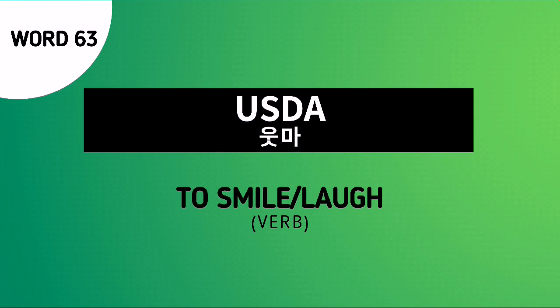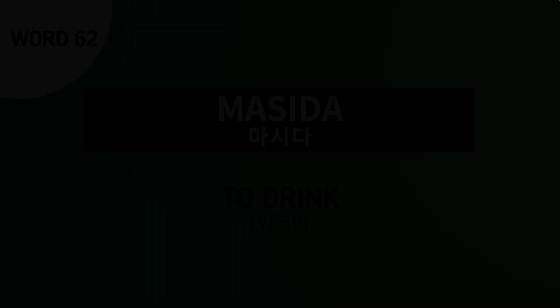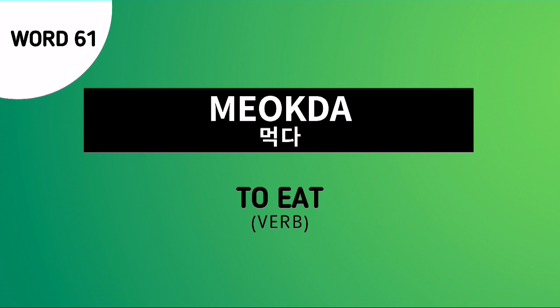Word number 63 is usta. This is another root verb which means to smile or laugh. Word number 62 is masita. This is another root verb which means to drink. Word number 61 is mocta. This is another root verb which means to eat.